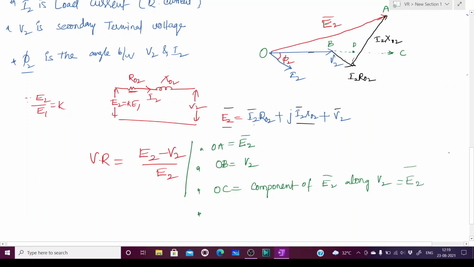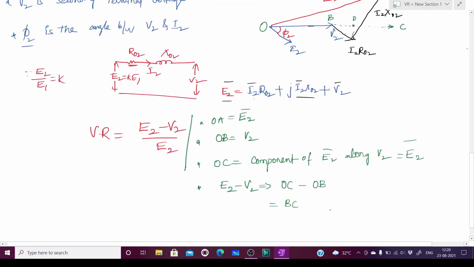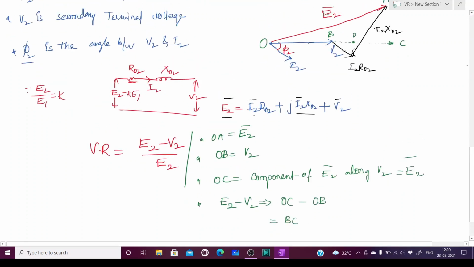Okay, but we need to find E2 minus V2. So E2 is OC, and V2's length is OB. OC minus OB will give us BC, right? The entire length is OC and we are subtracting OB, so we will be left with BC. This BC can be written as the sum of BD plus DC.